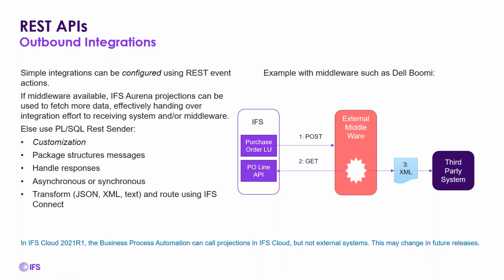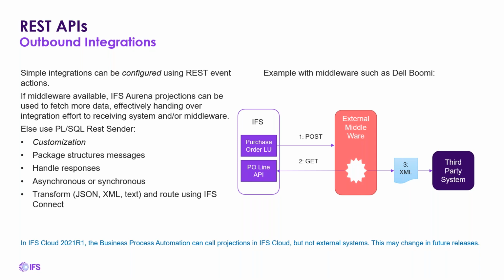Also, there's one point I'm going to point out. We have a new feature in IFS Cloud 2021 R1 called Business Process Automation. That's going to keep building as well. It doesn't do that much for us in the integration space yet, but that's going to change in the future. For example, currently it can call projections within IFS Cloud itself.